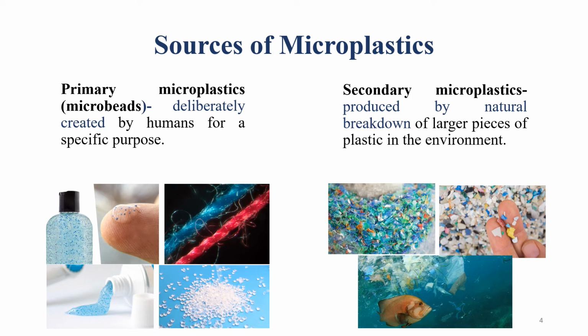And secondary microplastics are produced by the natural breakdown of larger pieces of plastic in the environment by the action of waves, wind abrasion, and ultraviolet radiation from sunlight.